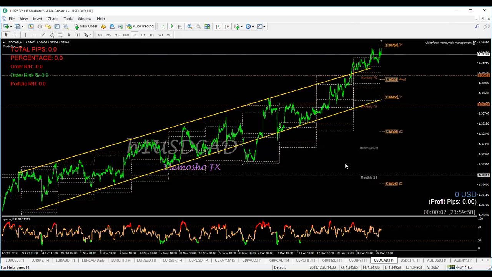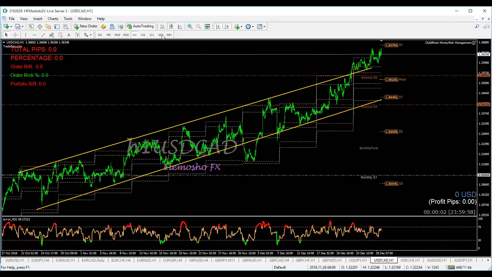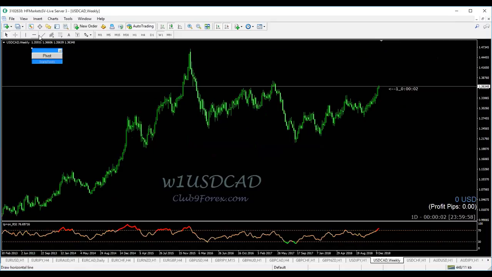This structure that you are seeing is going to be broken, which is what we saw when we went to the weekly time frame, and we saw the structure right here that is going to eventually break later on. We have a similar structure on the weekly time frame. And so something like this is what we are ultimately expecting.